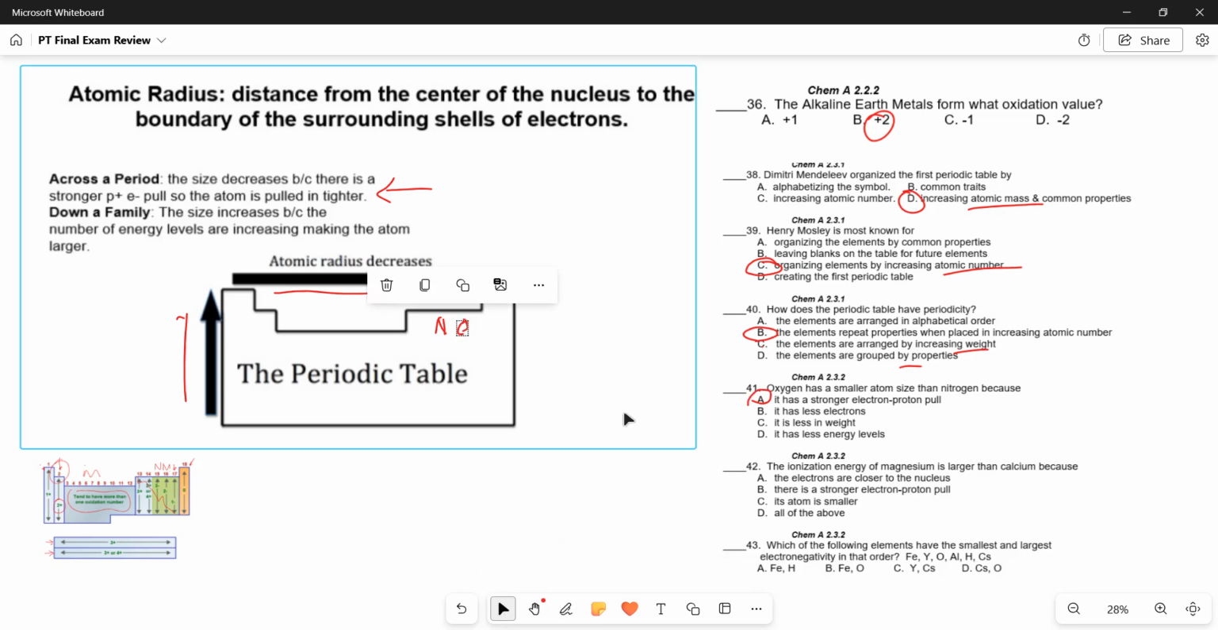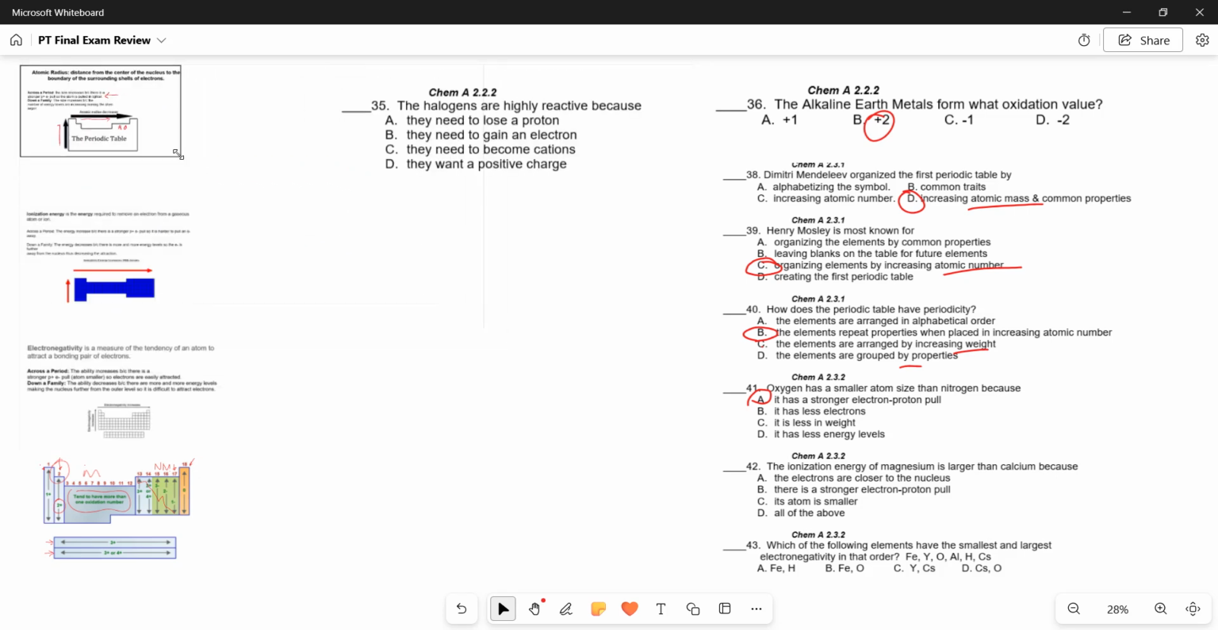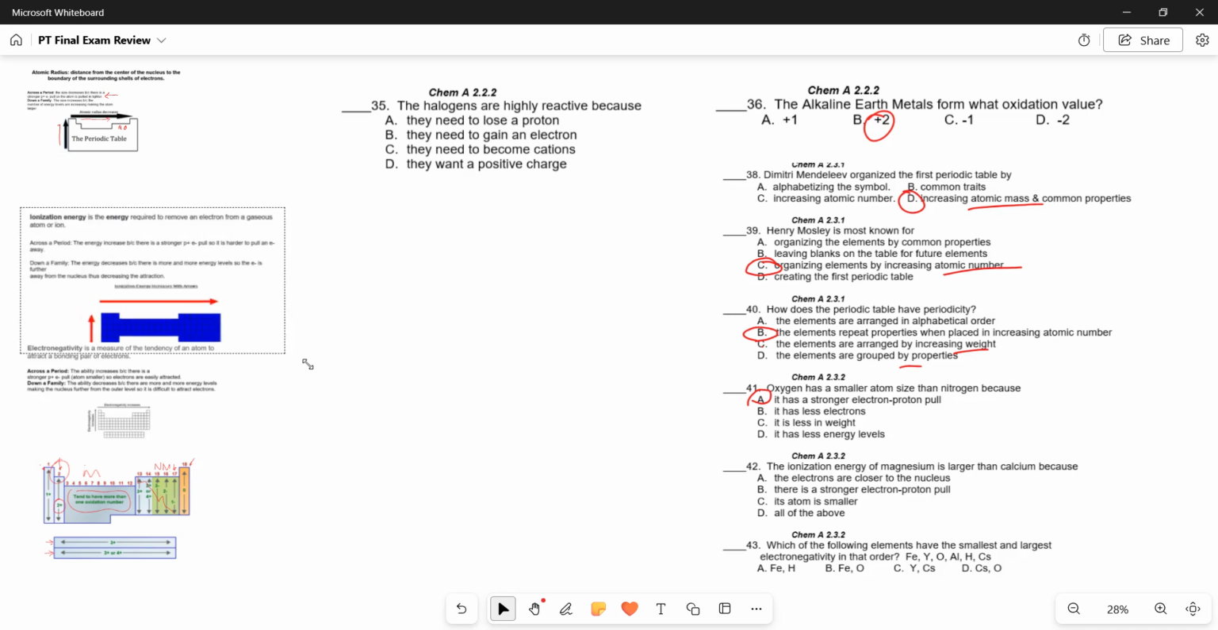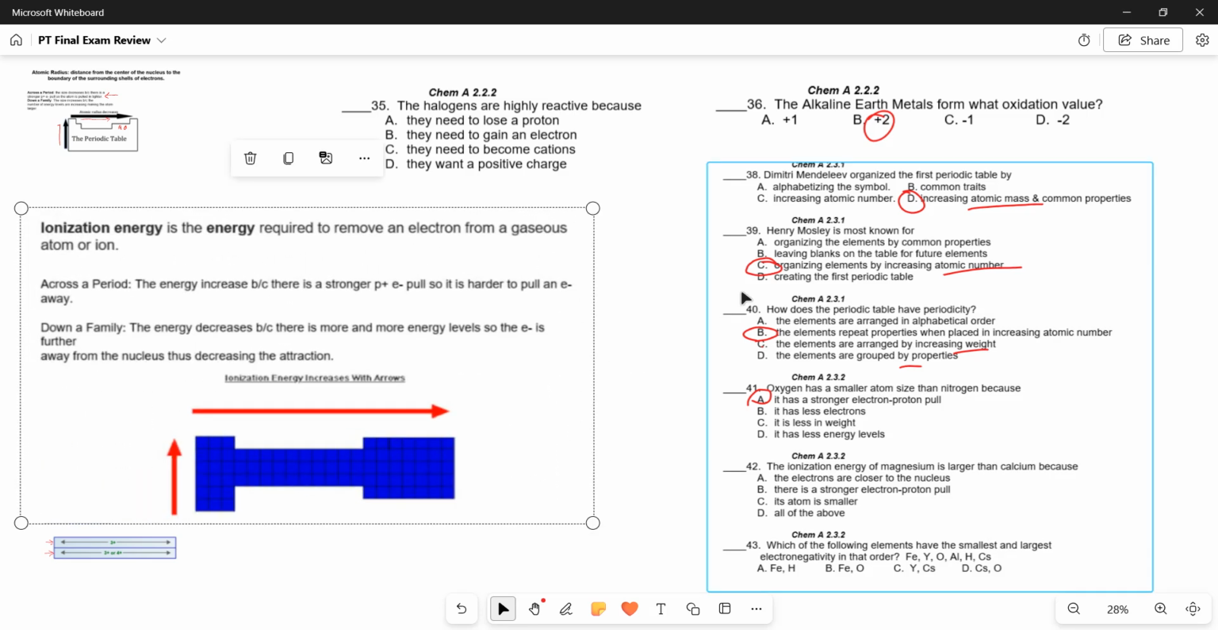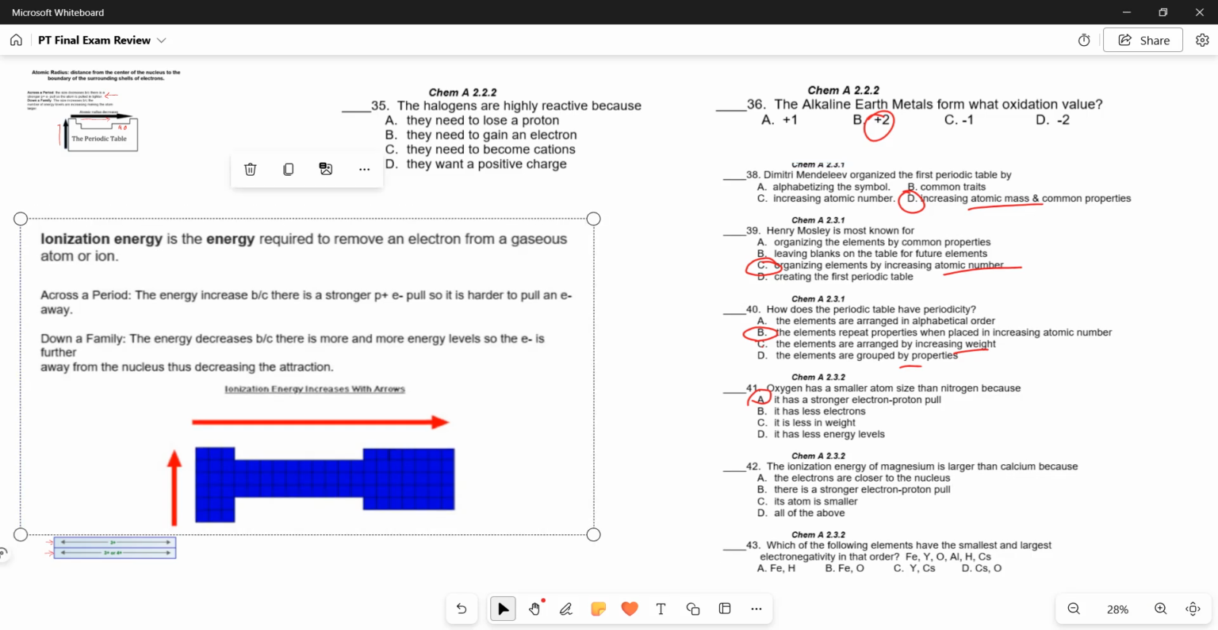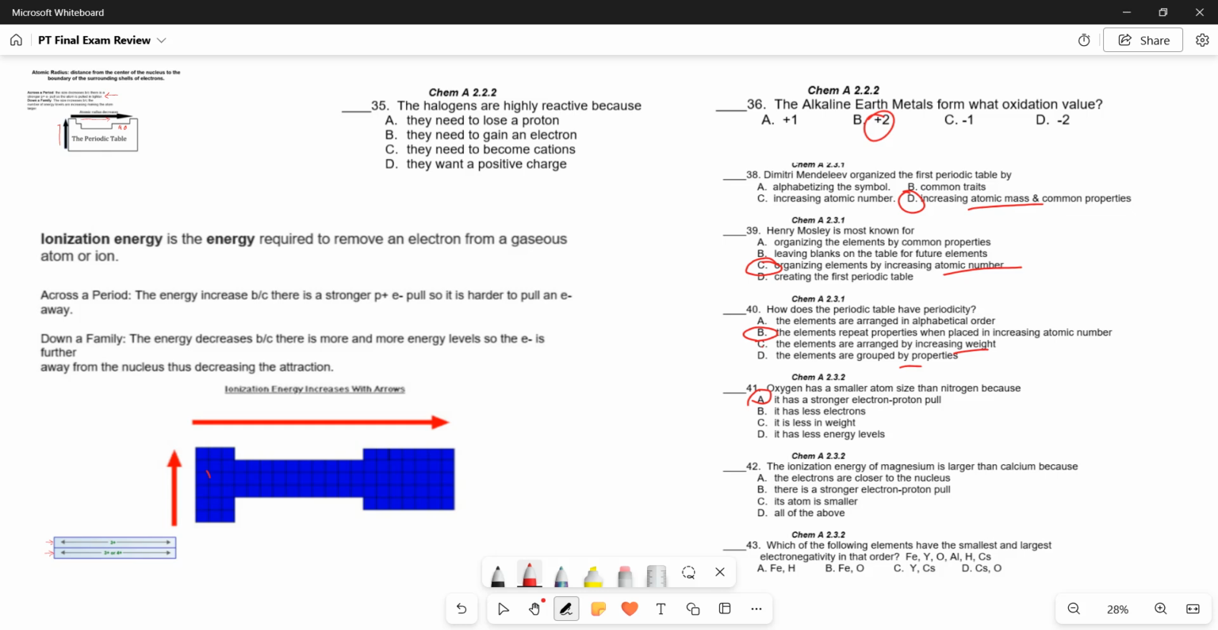Okay, so let's go to question 42, which is going to be ionization energy, and it's asking the ionization energy of magnesium is larger than calcium because why? So if we look real closely here at this chart, magnesium is about here, and calcium is below it. And you can see as we go up, we're going to have increasing ionization energy, and that's a family explanation.